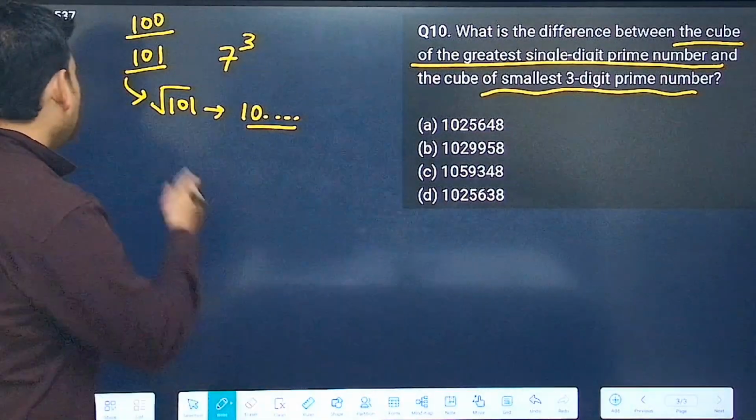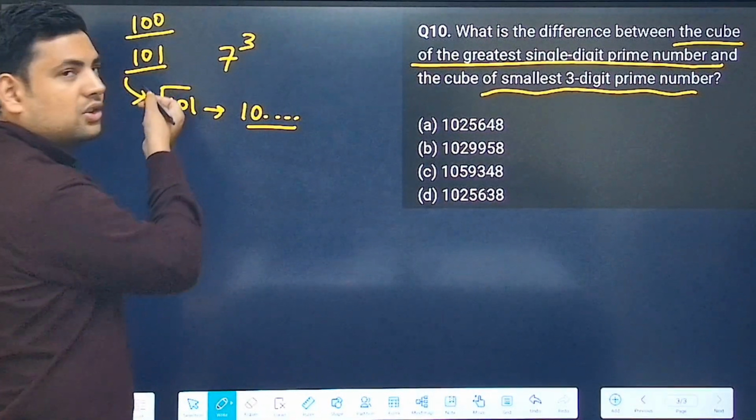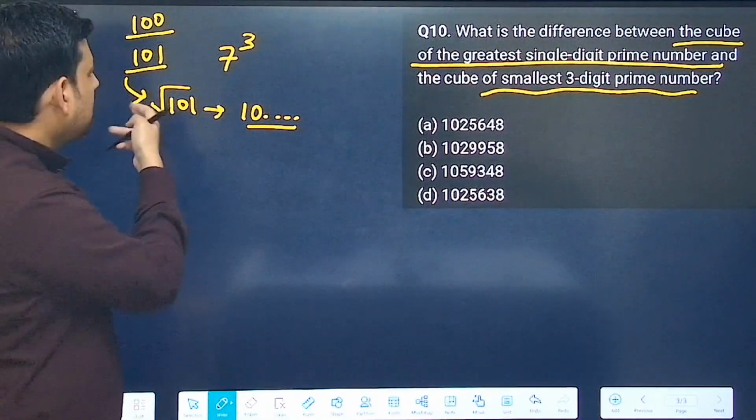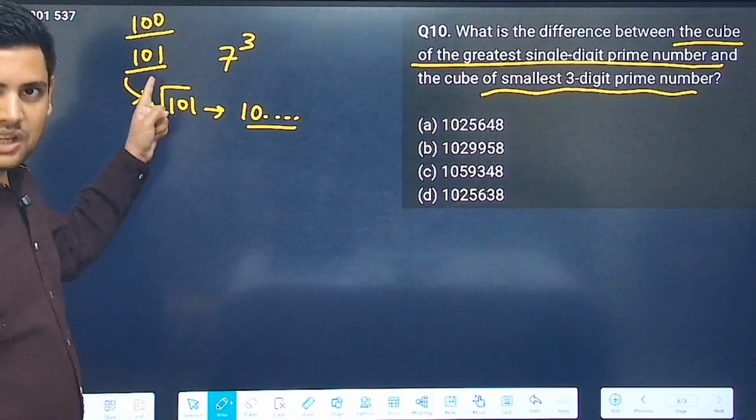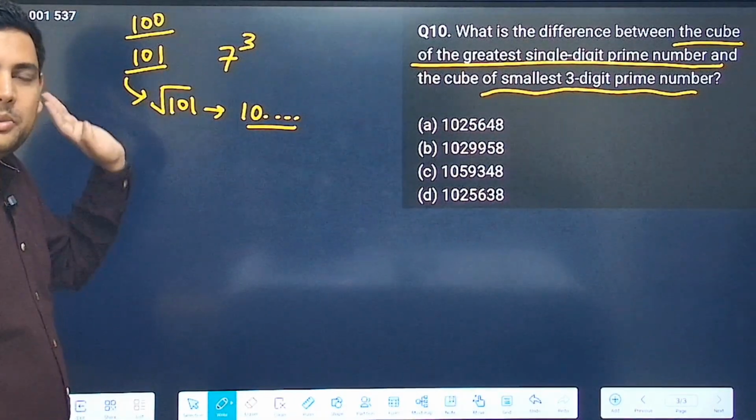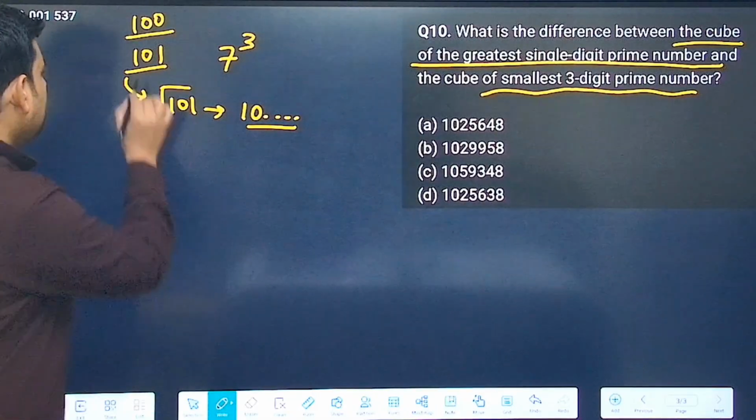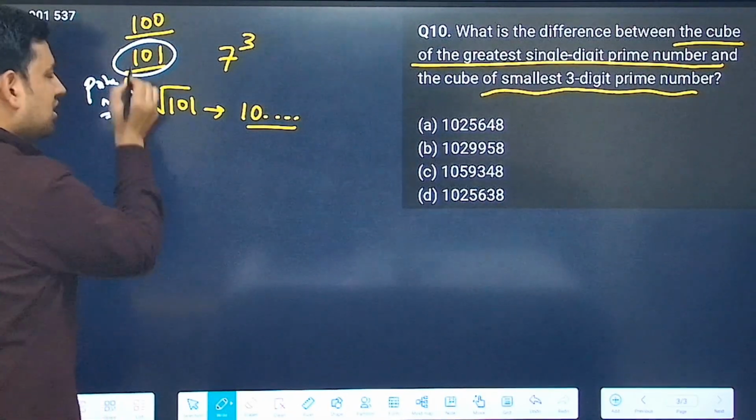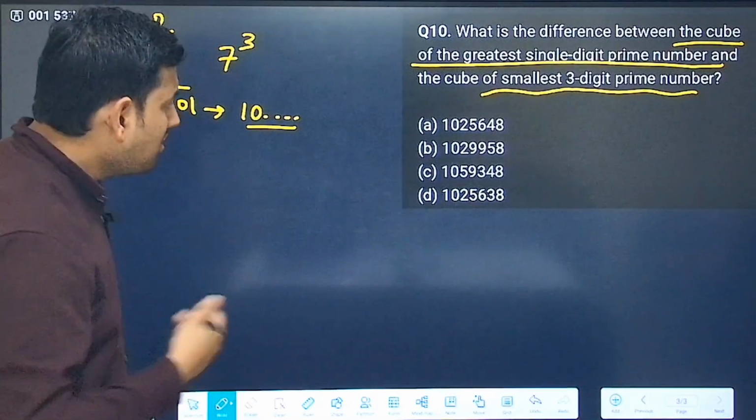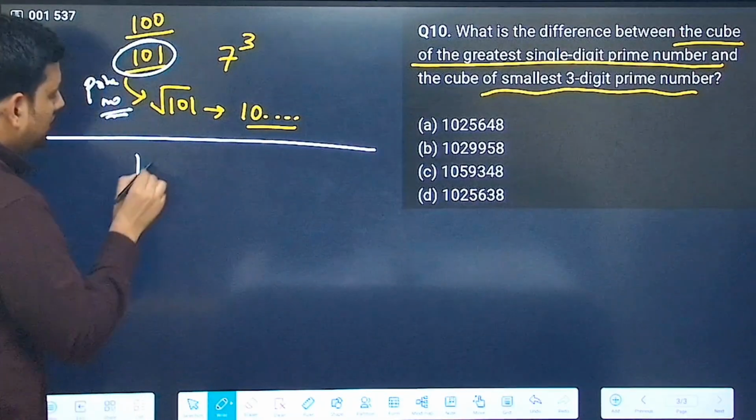If it is not divisible by any number below 10, then you are assured that 101 is a prime number. So you can try 2, of course, not. 3: the digit sum is 2, so not 3. Then 5 is also not possible. 7 you can check. 7 ones are 7, 3 remains, 31, again not divisible by 7. So that means 101 is a prime number and essentially the smallest 3-digit prime number. So what is the question? The question is fairly simple.